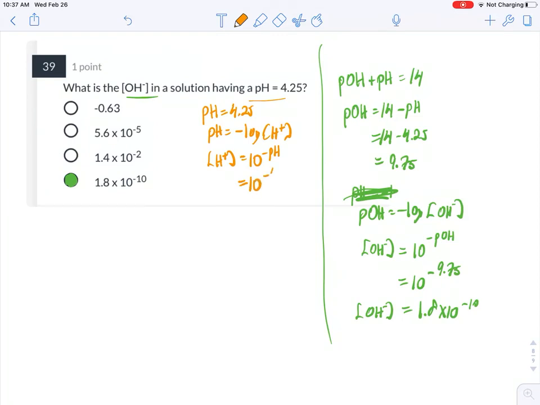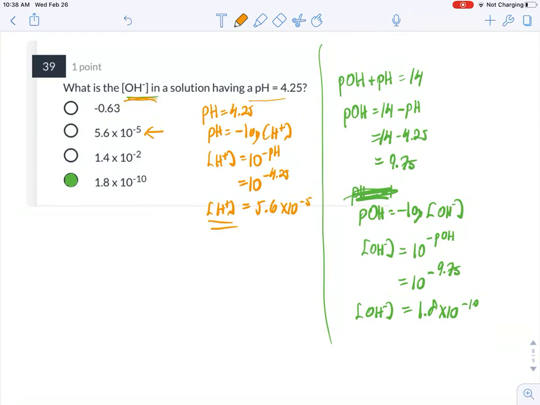10 to the negative 4.25 is going to be equal to the hydrogen ion concentration. So to do this on your calculator, I enter 4.25 and hit the plus minus key. So basically I have negative 4.25 on the display of my calculator. And then I hit shift log, which takes the anti-log of that. Okay? And I get 5.6 times 10 to the minus 5. And you can see where this wrong choice comes in. This is not hydroxide. We want hydroxide.